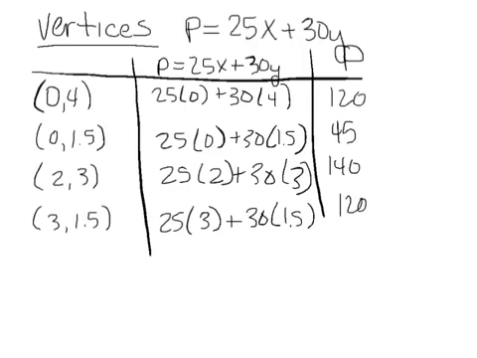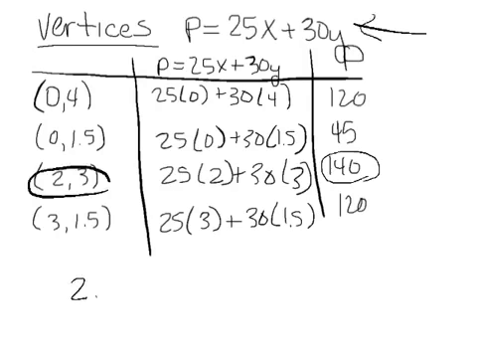All right, if you remember, it said to maximize it. So our maximum for this equation is at 2, 3. Now, if you had a minimum, you'd be looking for your smallest number, but it's been asking for maximums. So our minimum would be 45, and it would occur at vertices 0, 1, 0, and 1.5. That's it for today.